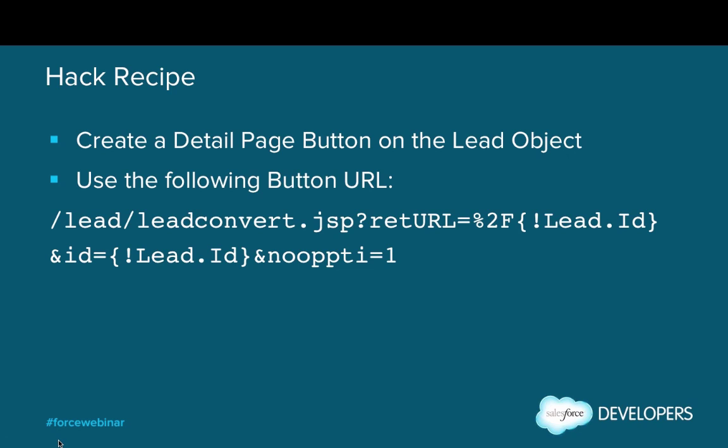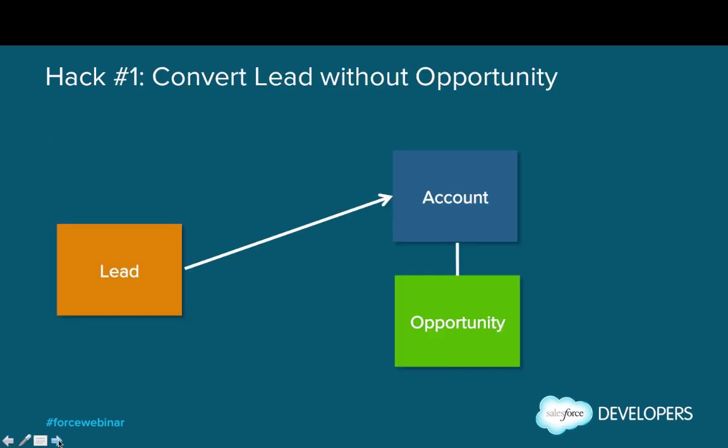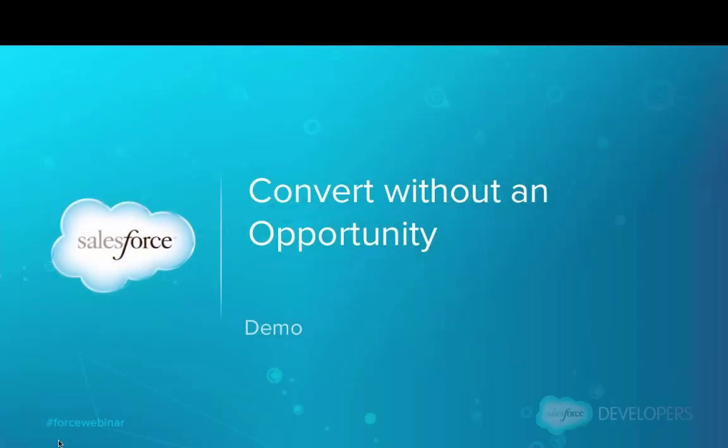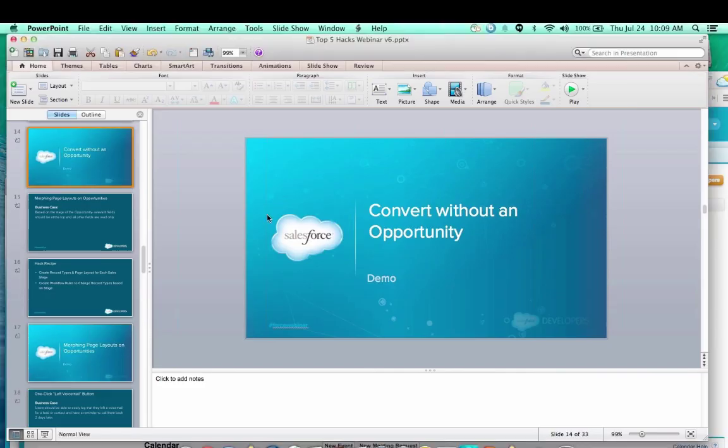So if we look at what happens on a traditional convert, when we press the convert button in Salesforce, it generally creates an account and an opportunity. What we're going to do with this hack is take out that opportunity creation so that the salesperson can create the opportunity after the account has already been created, and then that way they can convert a whole bunch of leads to one account. So with that said, this is the best part. Let's dive into the demo.